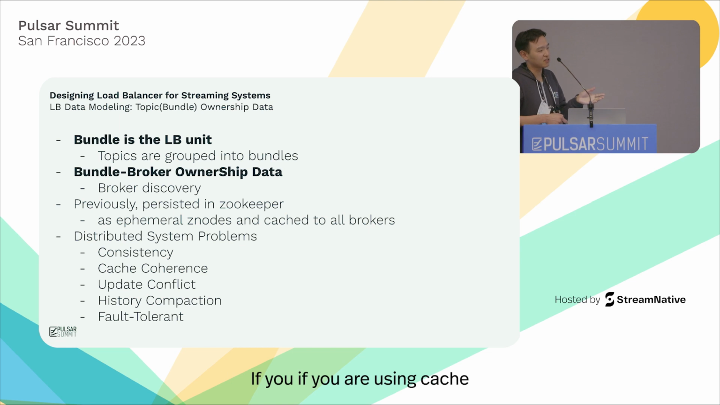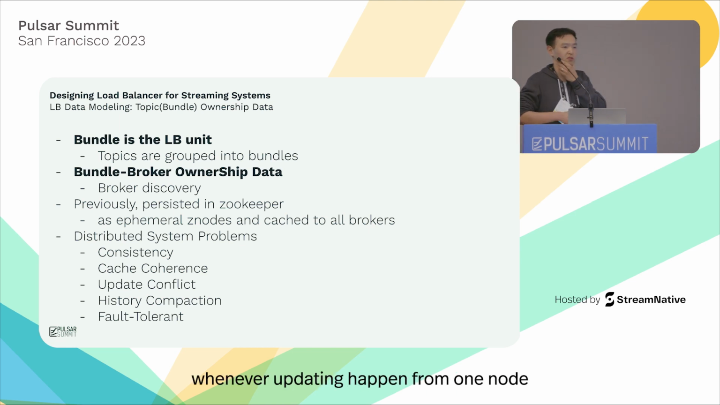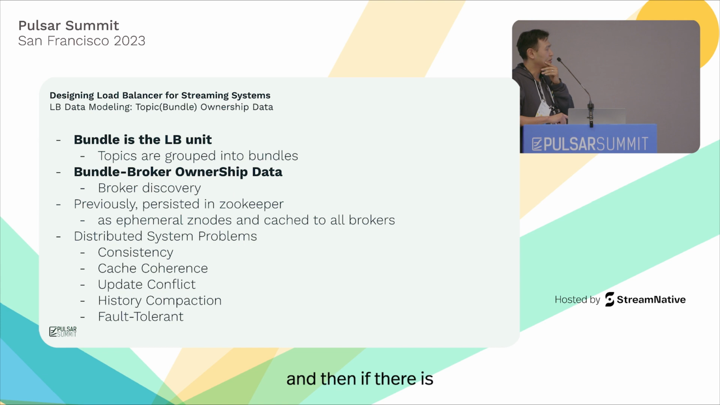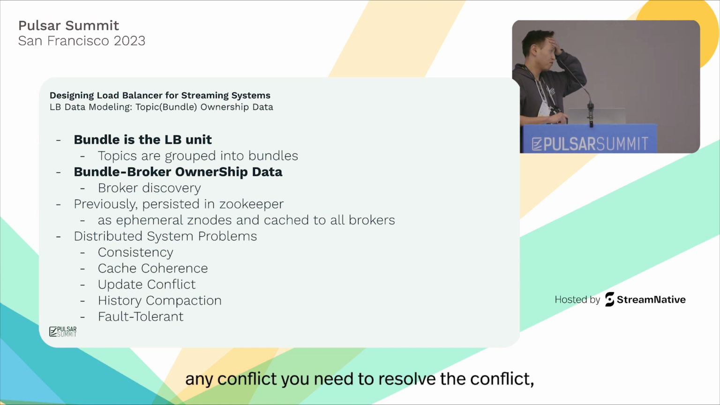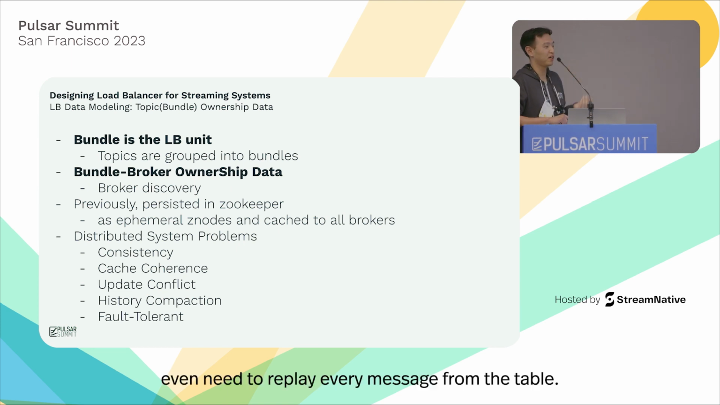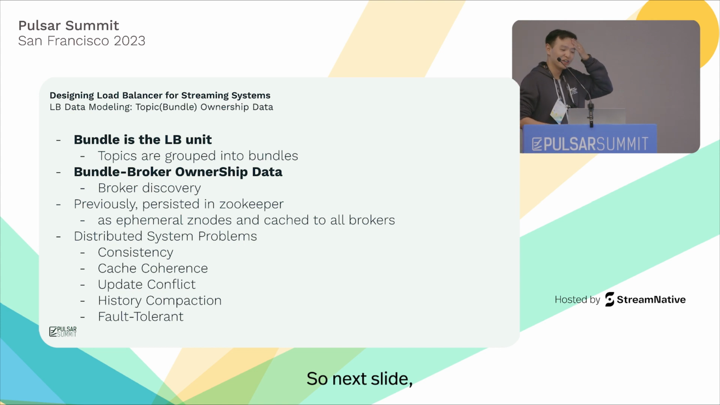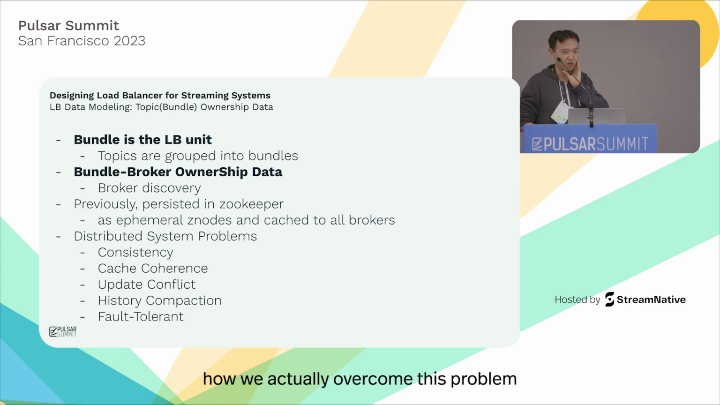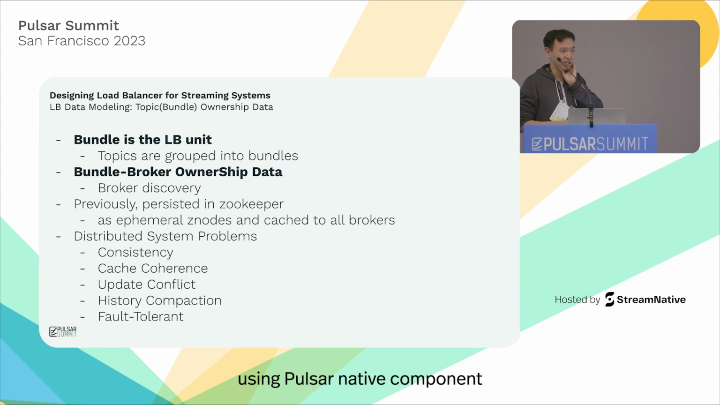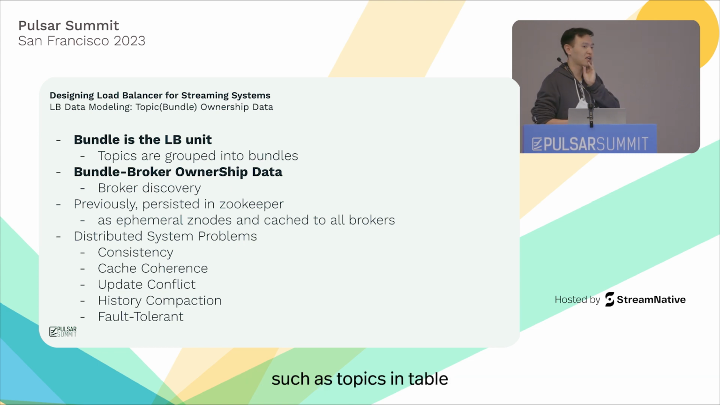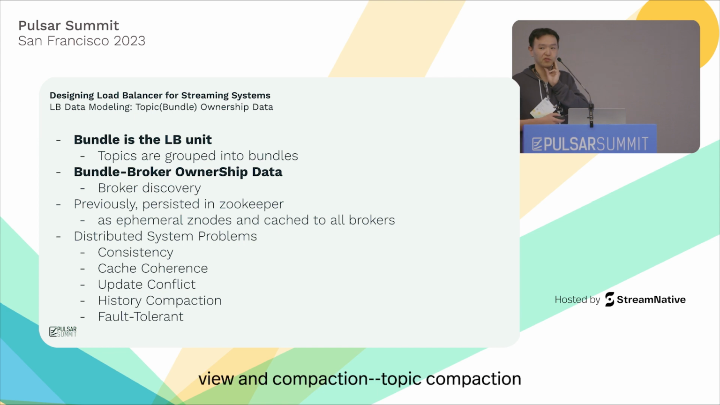If you're using cache, the cache should be coherent whenever updating happens from one node. If there is any conflict, you need to resolve the conflict. You also need to do some compaction if a new broker joins. You don't need to replay every message from day one. And it also needs to be fault tolerant. So in the next slide, I'm going to talk about how we actually overcome these problems using Pulsar native components, such as topics, table views, and topic compaction.